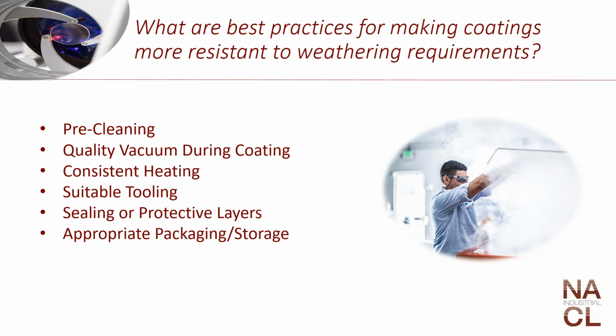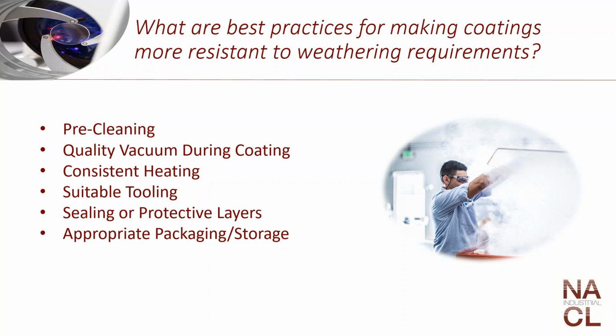So pre-cleaning, very important. Quality vacuum during coating is vitally important too. So I said that normally we want to coat at 10 to the negative 5 or 10 to the negative 6 torr, or also measured in millibars. The deeper vacuum we can pull, the better the film is going to be, because the less molecules are going to be in the chamber. So the quality sustained vacuum you can have during your coating process is only going to make that film adhere well and stand up to harsh environments.